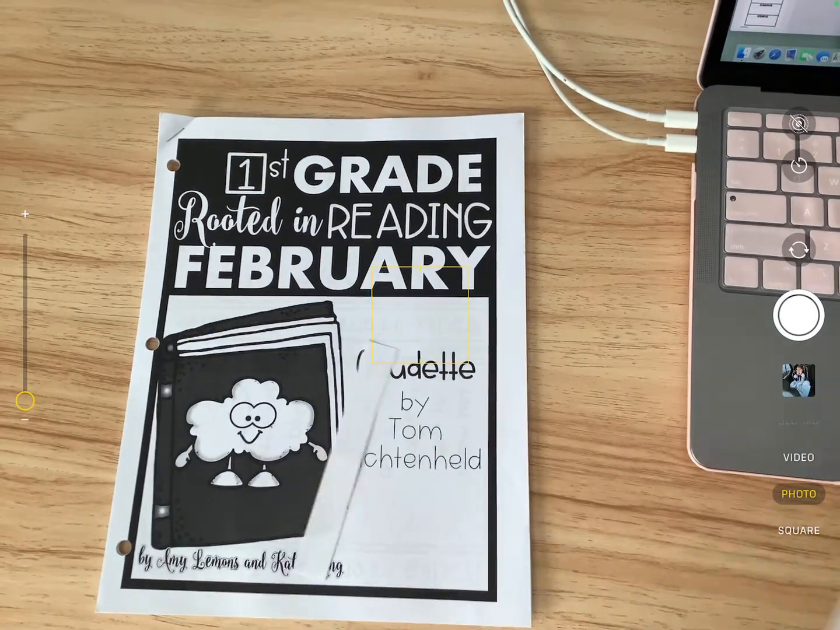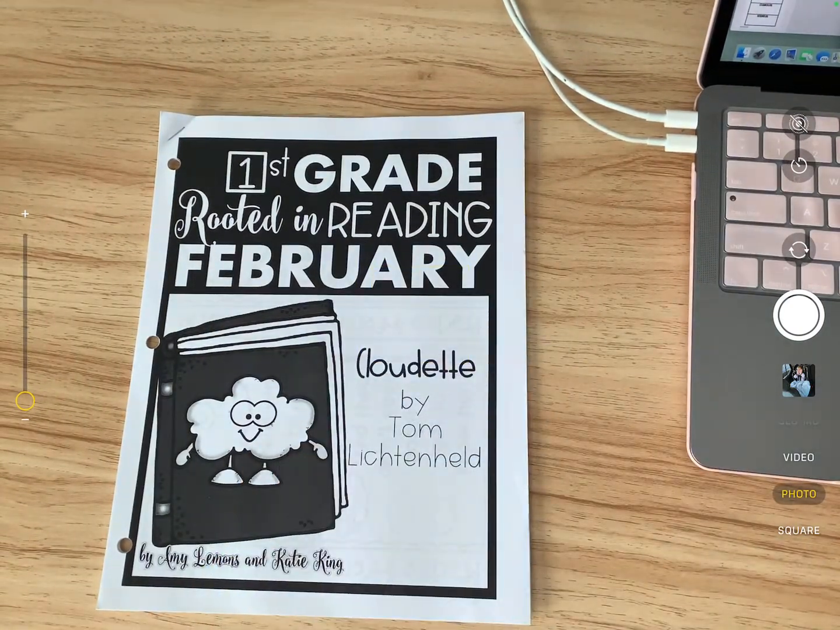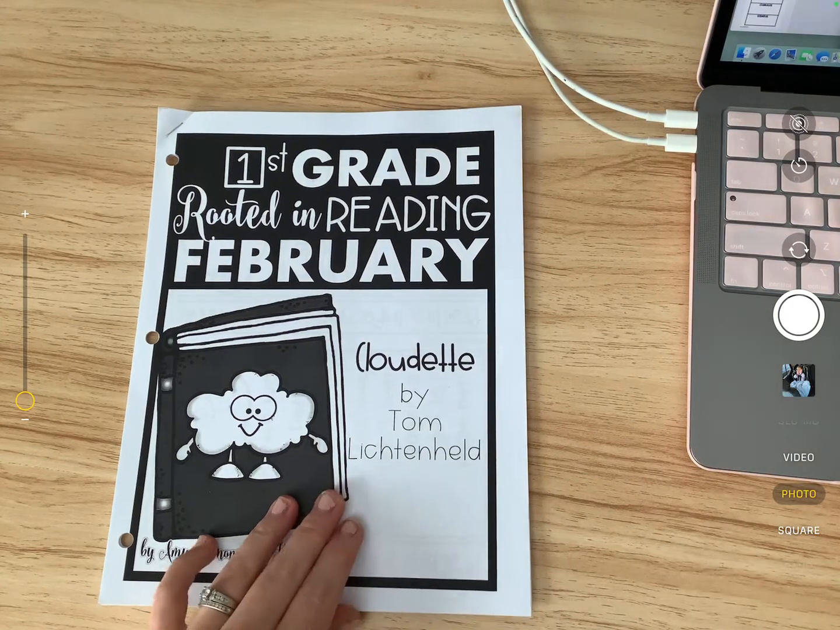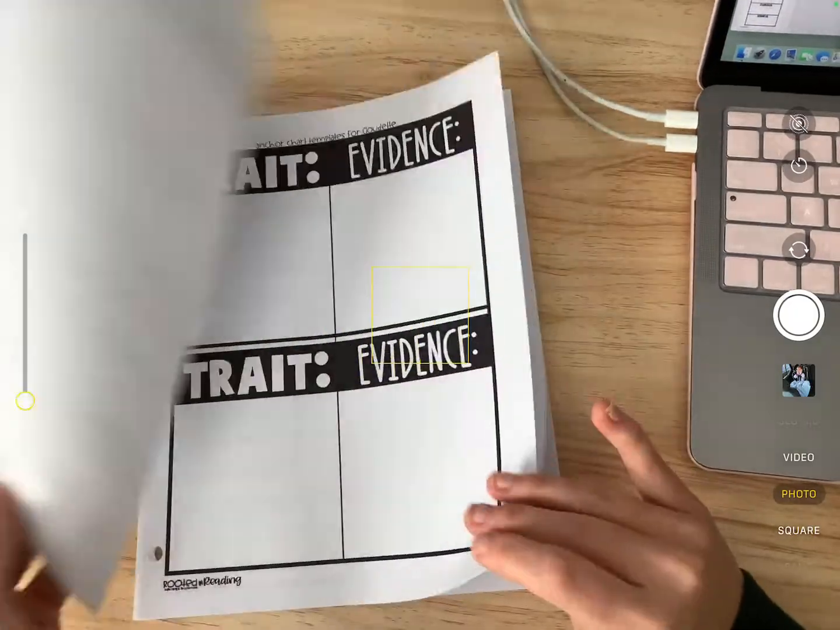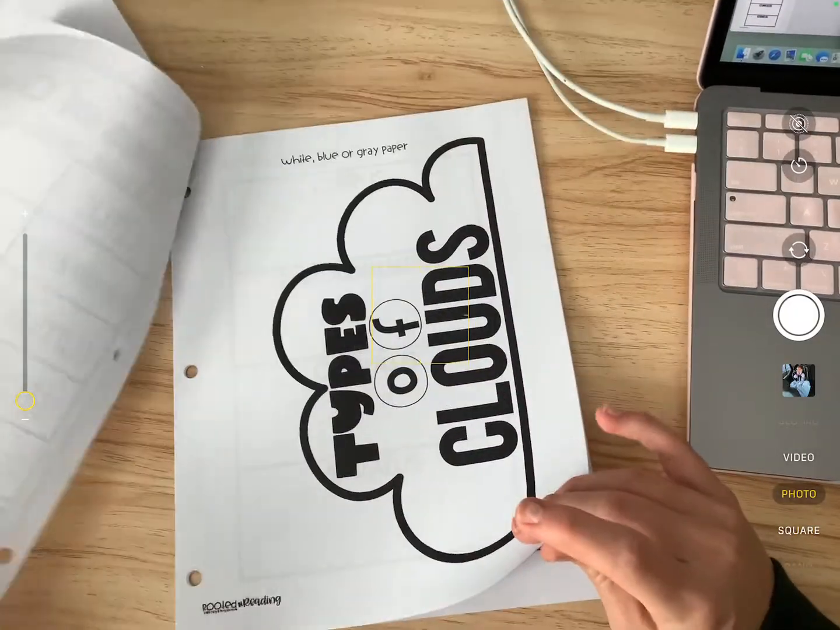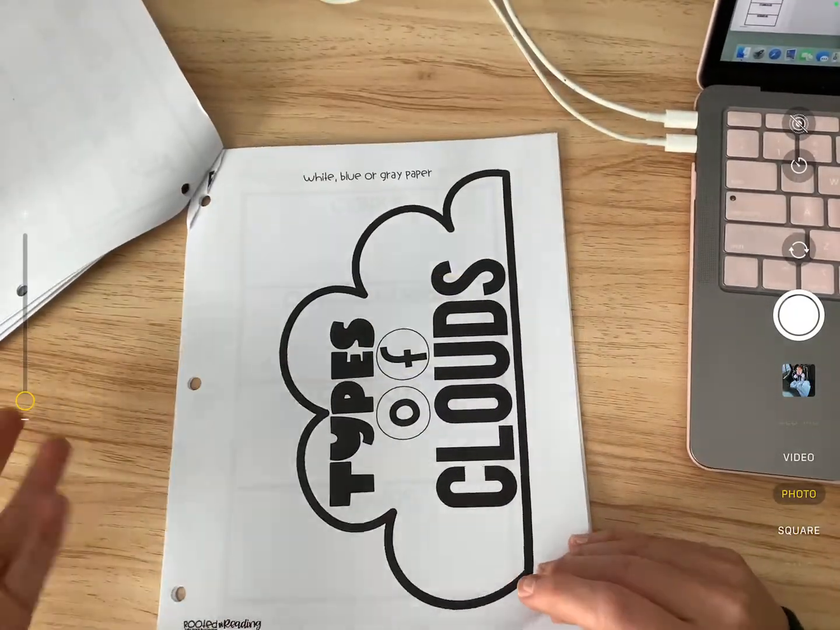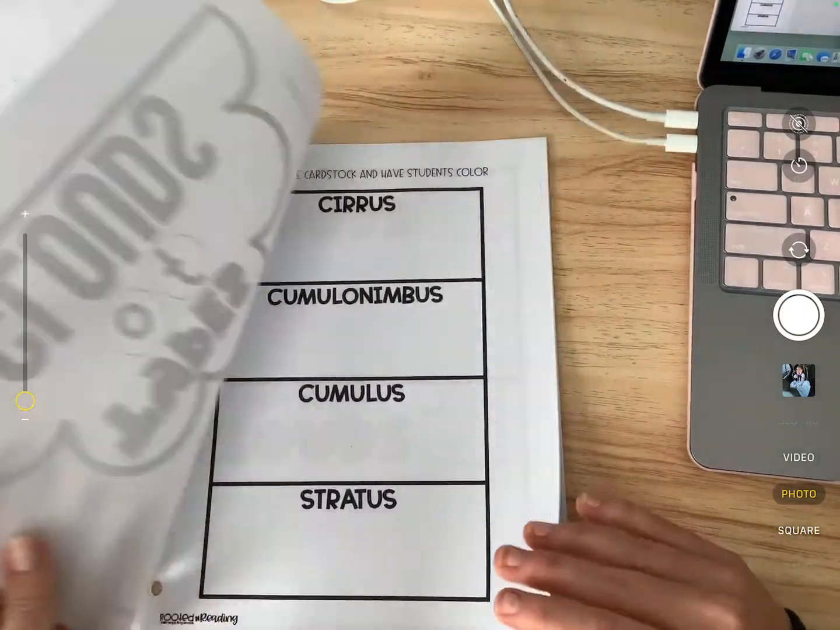All right, hello. We have our craft we're gonna do today. Okay, so our craft is to do about all the different types of clouds from our nonfiction reader. So I'm gonna go ahead and turn in my Cloudette packet to this page here.